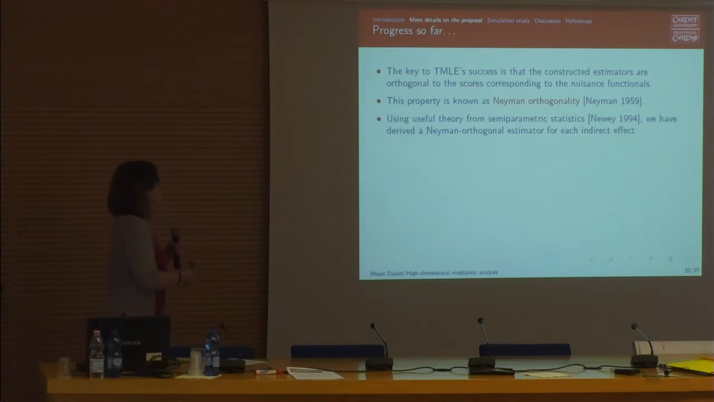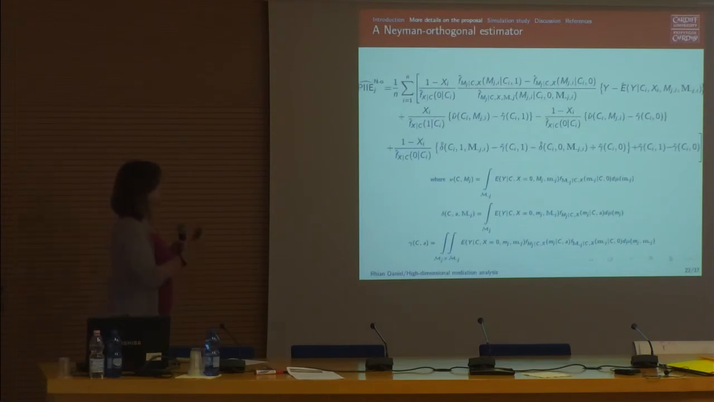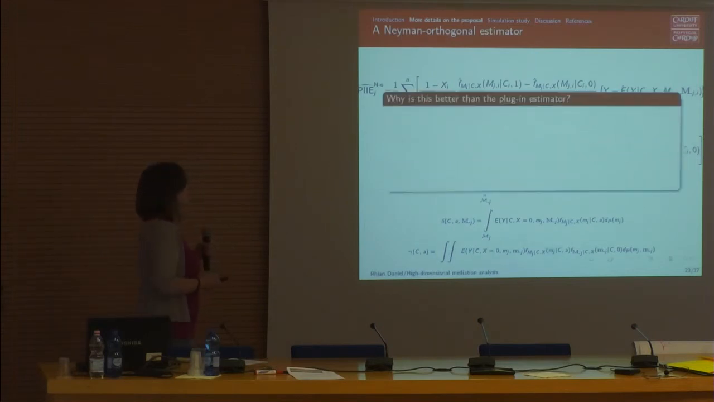So using very useful theory from semi-parametric statistics, we've derived a Neyman orthogonal estimator for our indirect effect through biomarker J, if you remember. So it's even messier than the previous thing. And again, I'm not asking you to follow what this is, but the point I'm trying to make is that it again is something with a huge number of hat quantities. And these are all things that we have to estimate using the data, and we can do them, again, either parametrically or using machine learning fits.